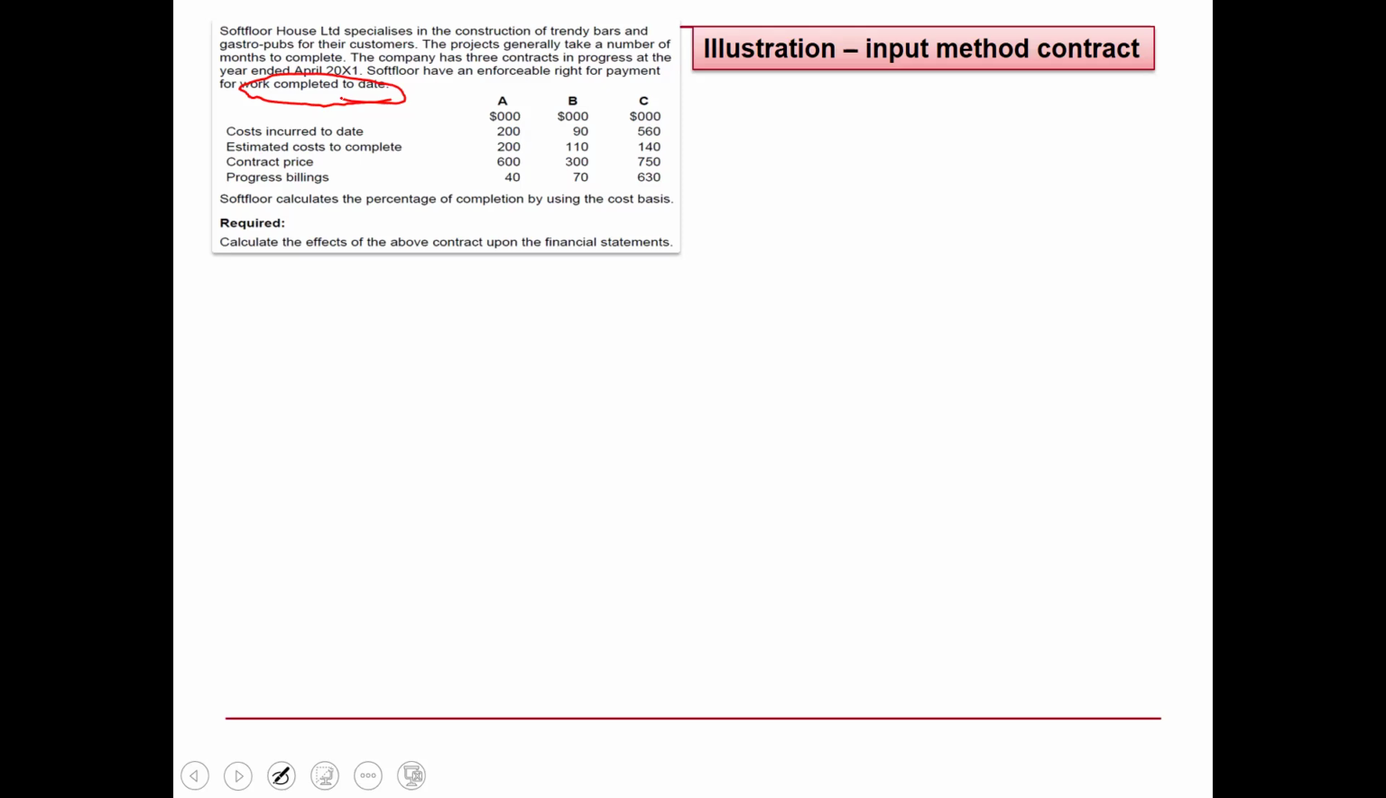So the first step is to determine whether we are going to be making an overall profit or an overall loss from this contract. We are going to say contract A, contract B, and contract C. Our first calculation is, are we going to make an overall profit or a loss? What is the revenue we are going to be getting, which is basically the contract price: 600, 300, and 750.